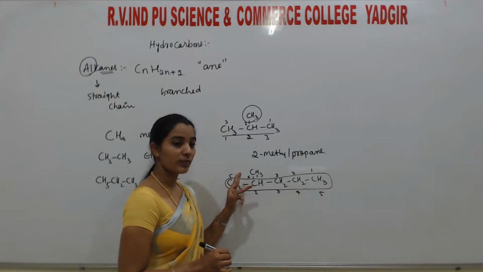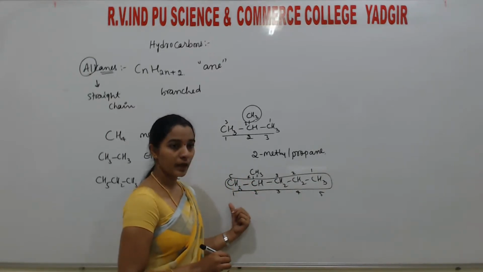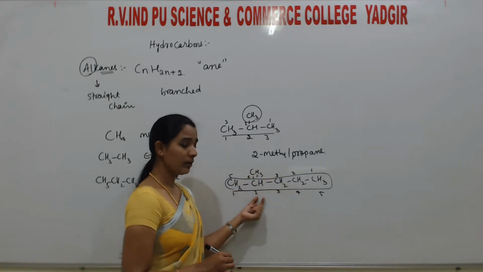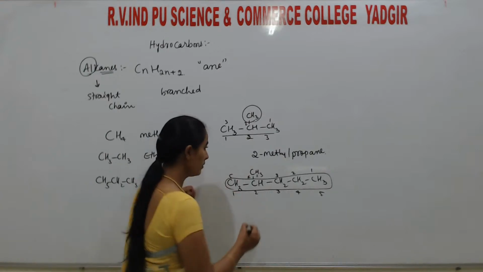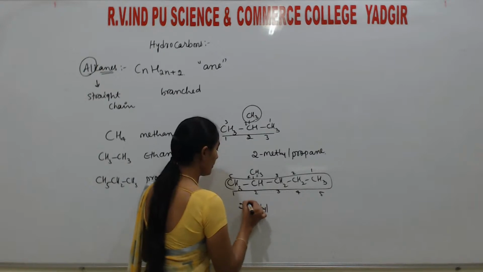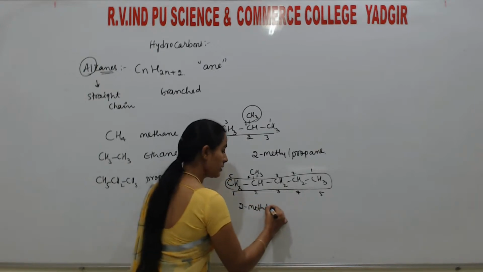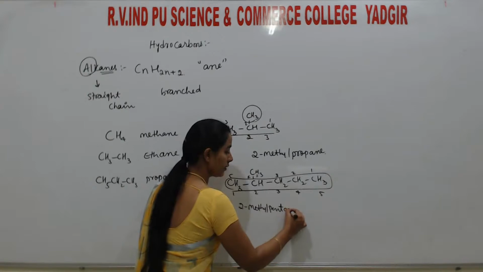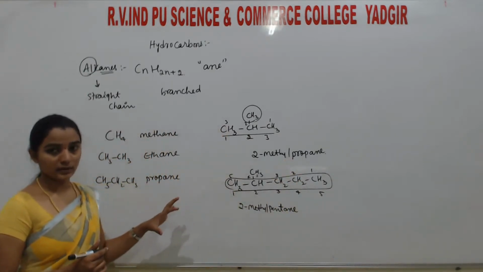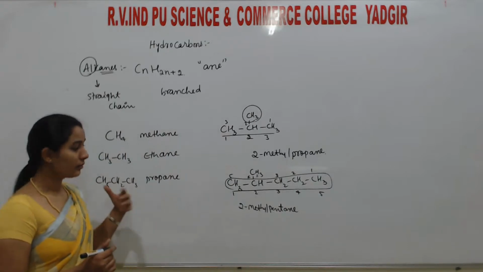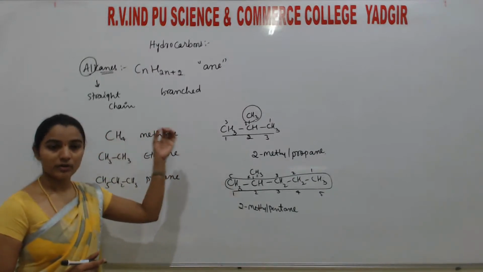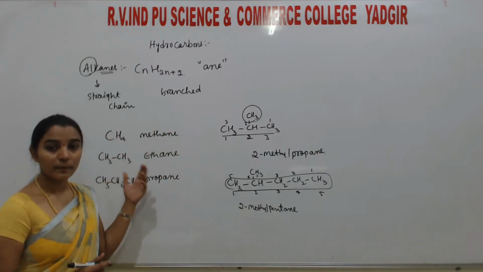So which one is the most preferable way to number? Left to right, because the substituents should get the minimum value. And then this is 2-methyl. How many carbon atoms are there? 5, means pent. This is how to name the branched alkanes. Understood? And we already discussed a lot of examples regarding the nomenclature of alkanes, alkenes and alkynes in the previous chapter.